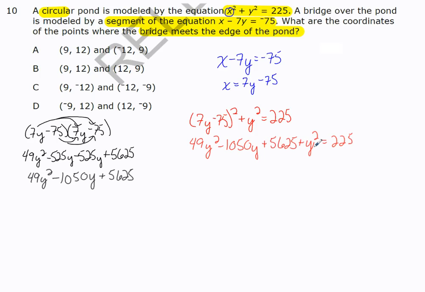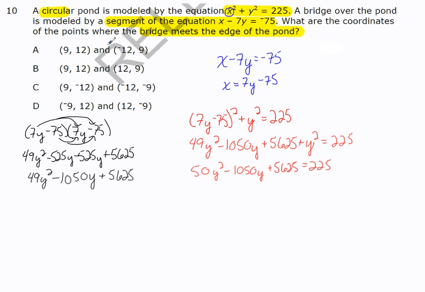Once again, I'm going to combine like terms. 49y squared plus y squared is 50y squared. So it's minus 1,050y plus 5,625, equal to 225. Alright, so now I have a quadratic equation. All this way just to get a quadratic equation.